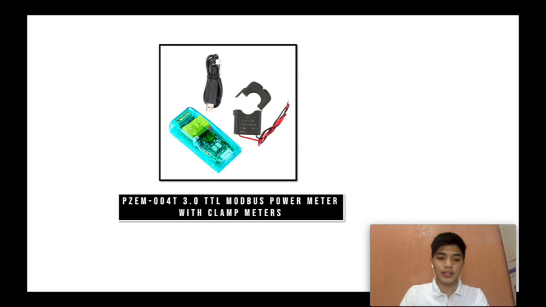The first one is the PZEM 004T TTL Modbus power meter with clamp meters. These clamp meters are connected to the three wires of the motor, located under the panel board. This TTL Modbus power meter is a simplified measurement tool to measure current and also the power, the efficiency, and the power factor.